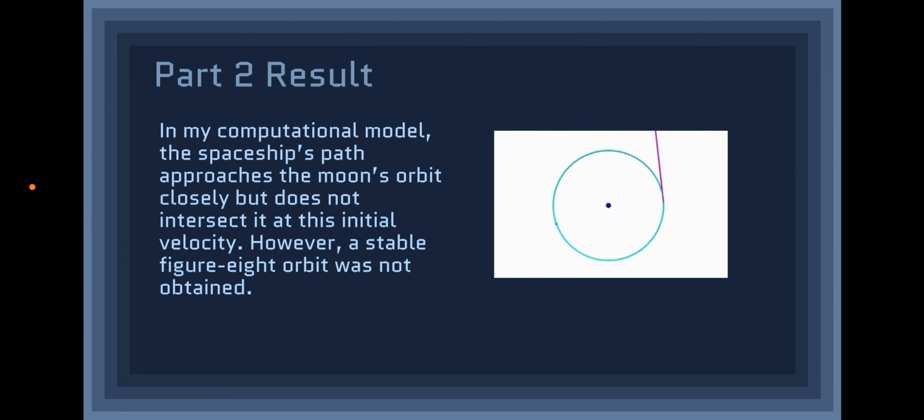In my computational run, the spaceship's path came close to the moon's orbit, but didn't fully form the figure 8 pattern. It remained near stable but slightly off. This shows how sensitive orbital systems are. Even a small change in starting speed or direction drastically alters the outcome.